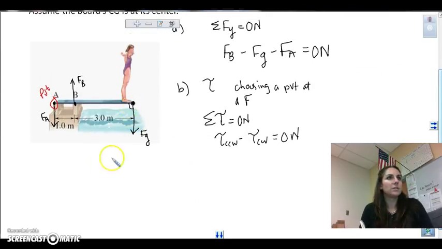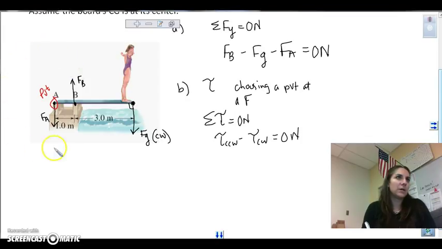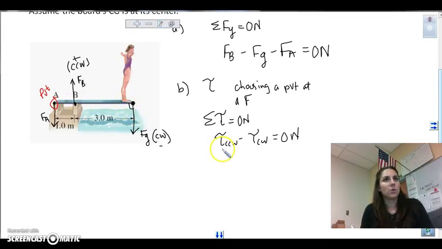If you look at this, this is going to make a clockwise torque. This one would make a counterclockwise torque. So that would make a positive and that would make a negative. And notice again, we don't have to include A because it's not part of our problem. So torque counterclockwise would be the following. These are both perpendicular, which is really nice, so I don't need to do any signs.